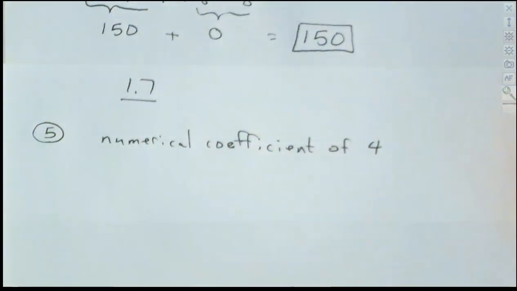And so when I talk about the numerical coefficient, what does that mean? That means the number in front. Okay, so the number in front of the variable has to be a 4. So let's see what we've got for choices.